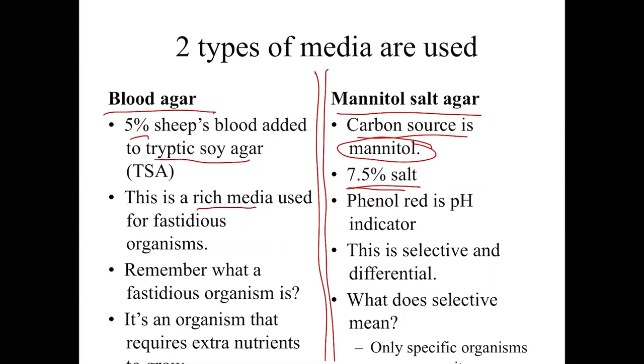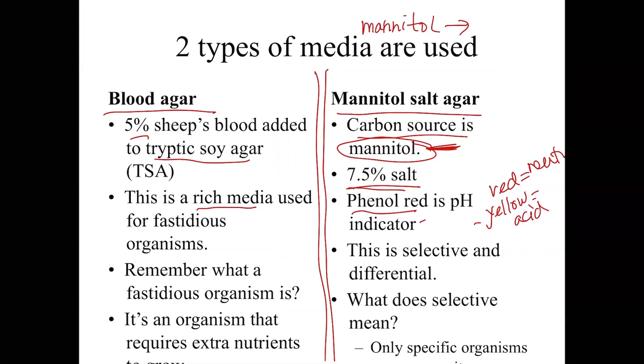It has phenol red in it, and you've heard of this before, so that's a pH indicator. So it's red when the pH is neutral, and it's yellow when the pH is acidic. Okay, so that means that if the organism can use mannitol, it will turn yellow. So every time we ferment a sugar, it produces an acid. So if it can use the sugar, it's going to ferment it and it'll produce an acid.